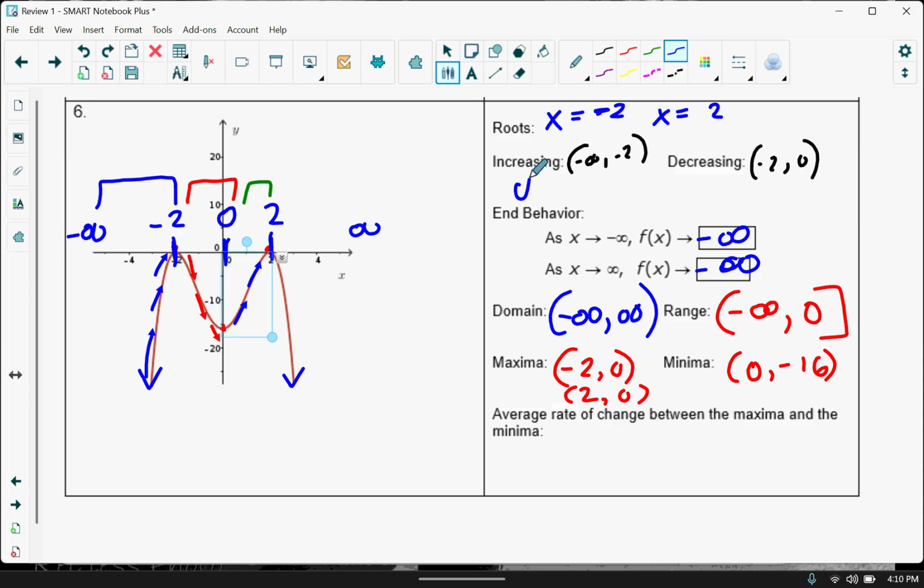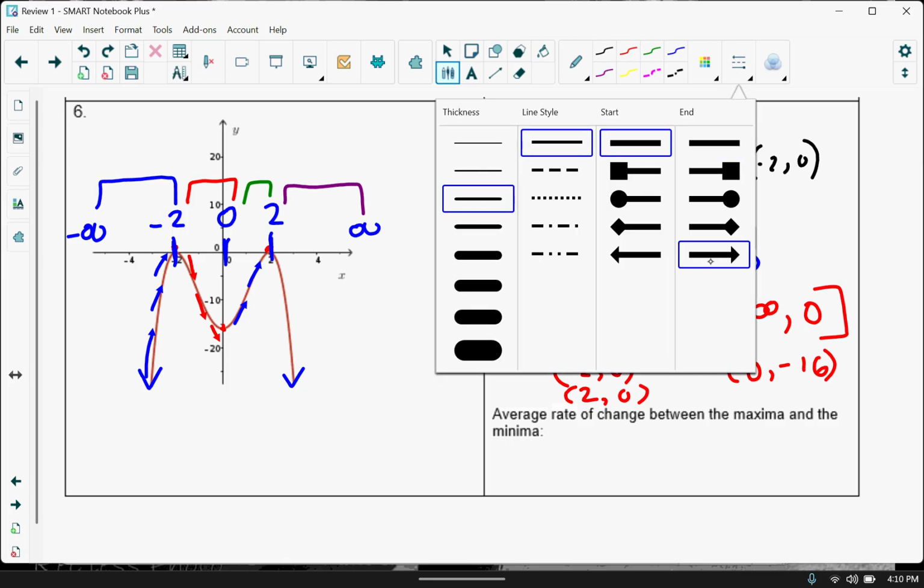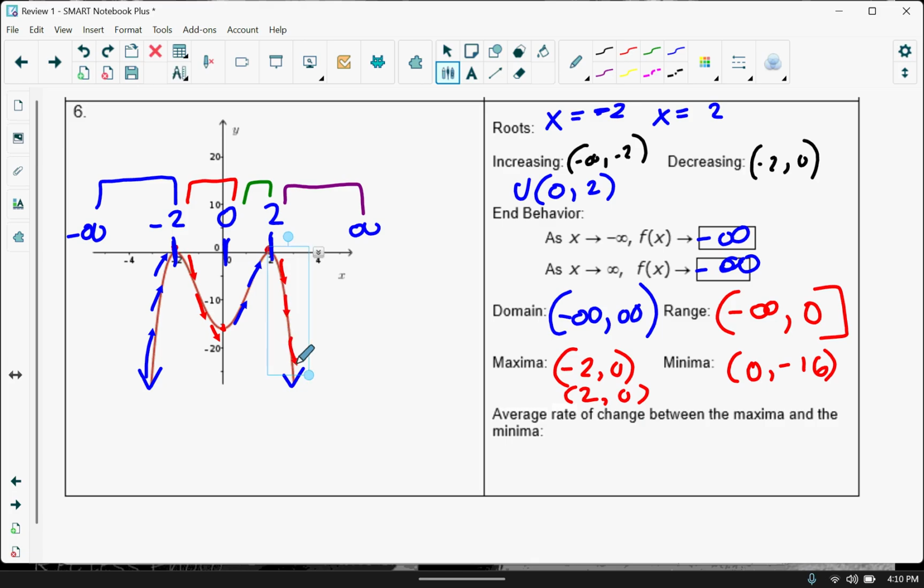So I'll put a union since I can't fit it in there, and I'll say from 0 to 2 for my increasing section. I have one more section to cover. If I ended at 2, I need to start at 2 and go to infinity. Now that part of the graph right there, if you trace it from left to right, once you pass the maximum, it starts dropping down forever. So that decreasing section is going to be union 2 to infinity.